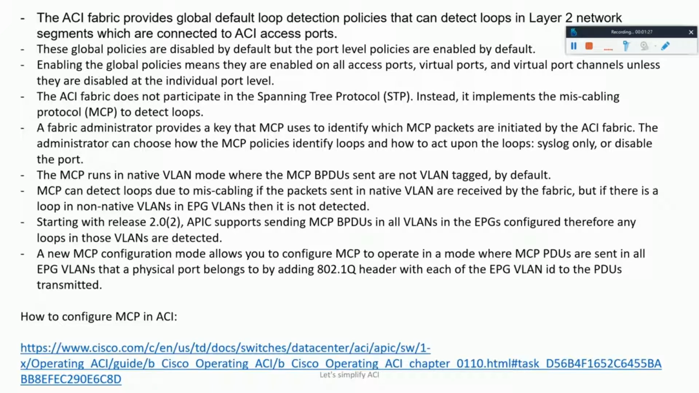The port channel and VPC are not physical ports, they are a kind of virtual ports. So we have an option to enable the MCP protocol over the port channels and the VPCs as well.